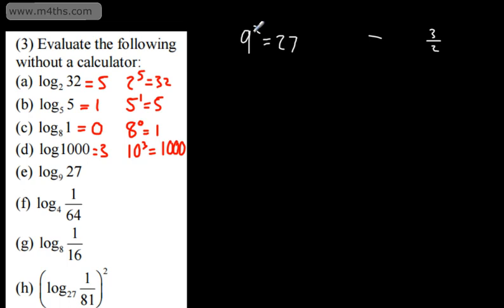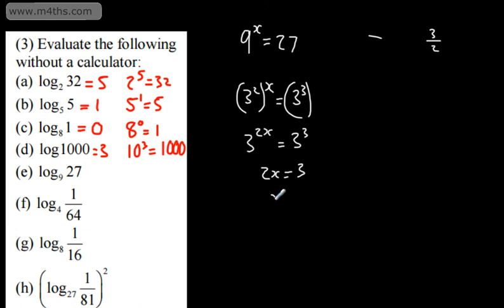Alternatively, what we can do is just write these as powers of 3. So this is 3 squared to the power of x, which is going to give us now 3 cubed. So, rules of indices, 3 to the power of 2x is equal to 3 to the power of 3. Therefore, 2x is equal to 3, and then x is equal to 3 over 2, if you want. All I've done is said, well, we know these are both powers of 3, so if I take the square root of 9 and cube it, that'll be nice and straightforward.